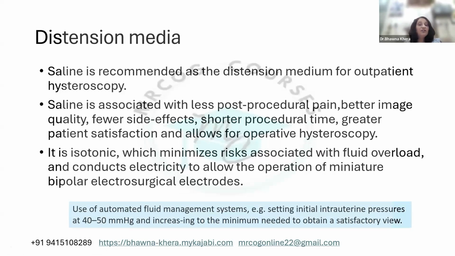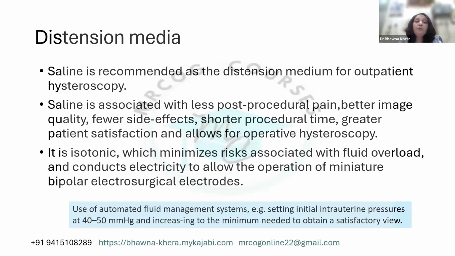Now, what are the pressures we need to use? So we should use the lowest minimum pressure at which the best image quality is achieved. If we achieve good image quality at any particular pressure, that is the best pressure for doing so, and we should try to choose the lowest one possible.